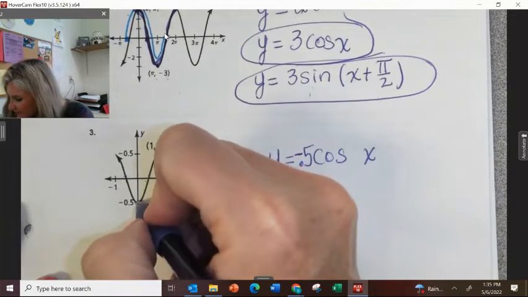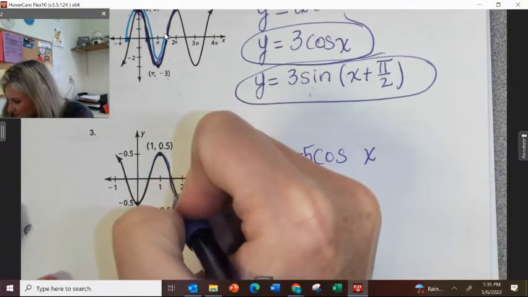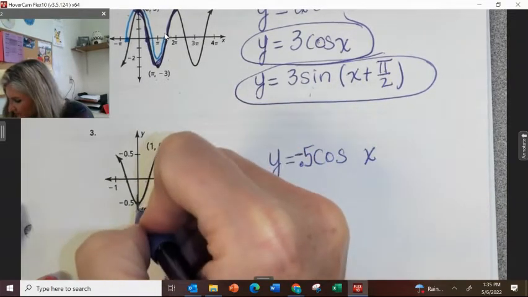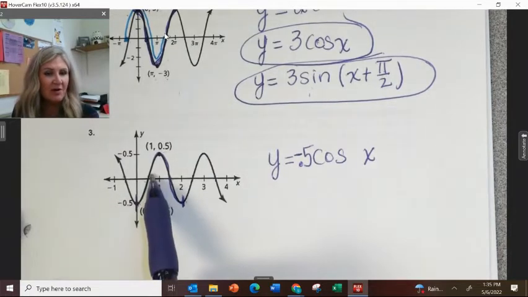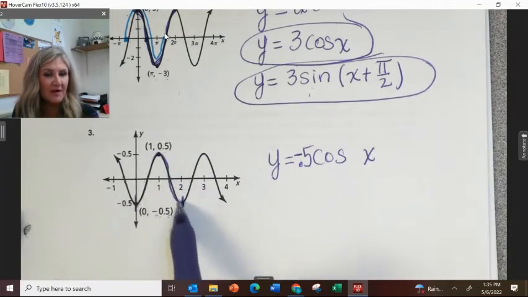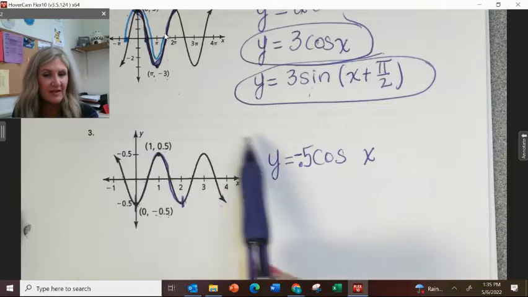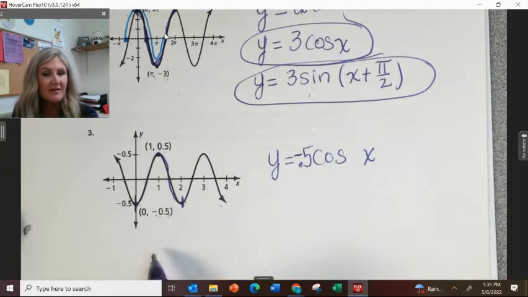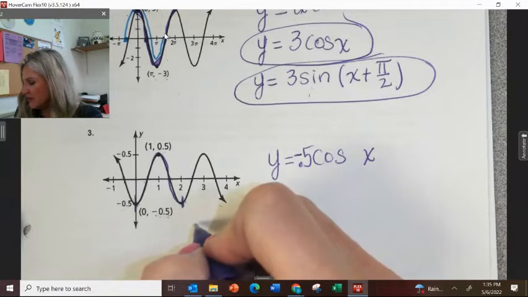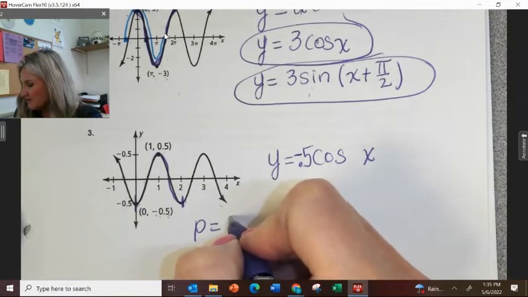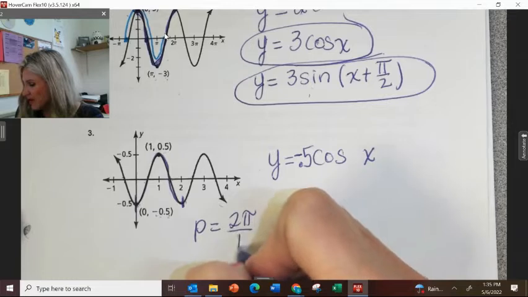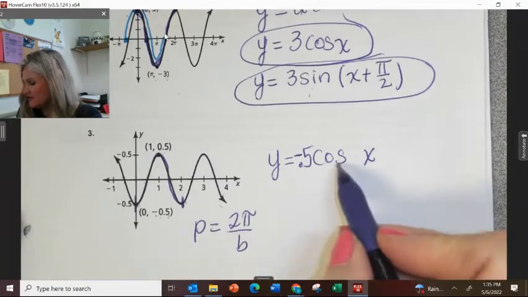So we're looking at it from here to here. That's one cycle. That's because it's hitting all of those points. It's completing one cycle, and then it continues again and again and again. Okay? So we're trying to find the B value. Do you guys remember the formula for period? 2 pi over B. B is the coefficient of x.